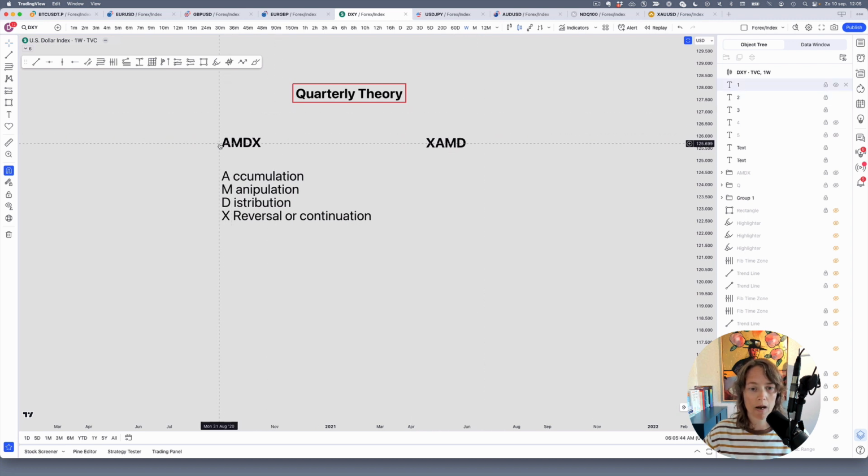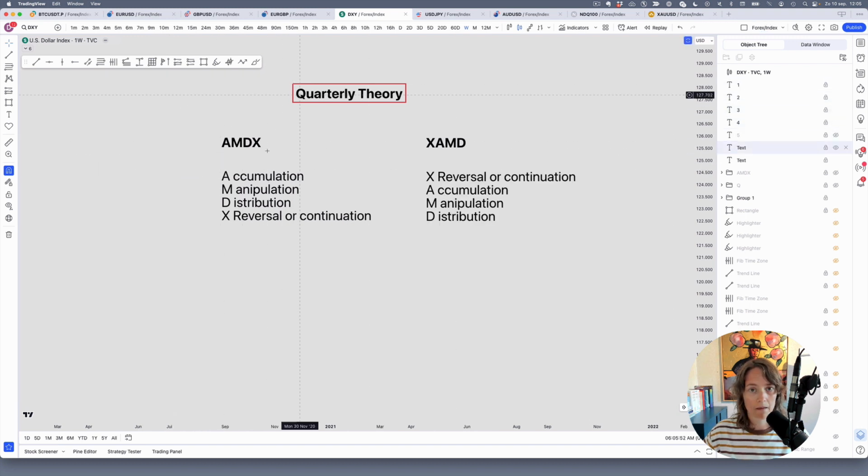And once you know how to identify these two profiles, it becomes really easy to get in on the right part of the price action and, of course, the timing in the market. So it's either AMDX or it's XAMD, and I will show you loads of examples in a minute.